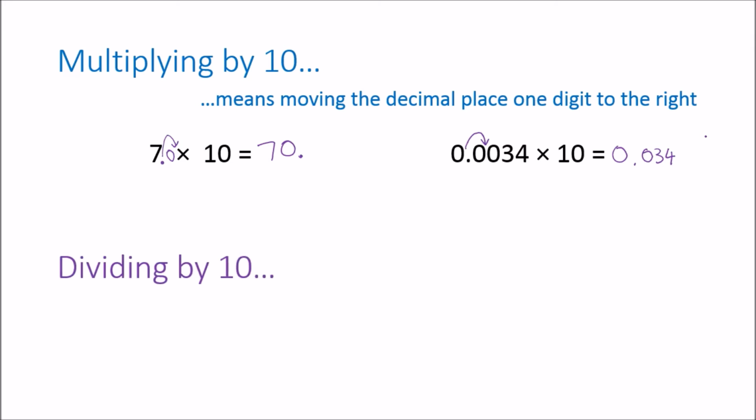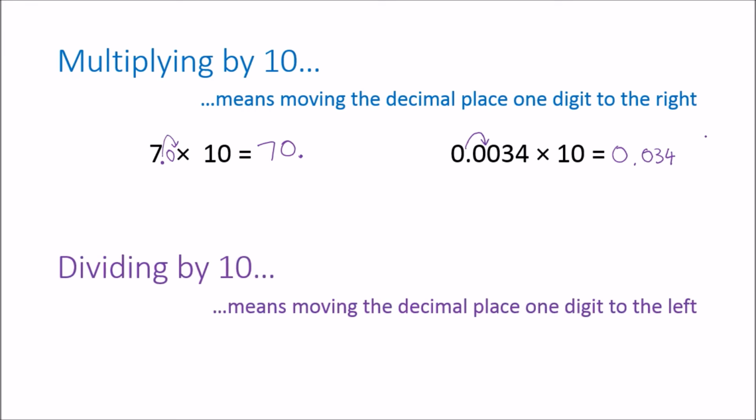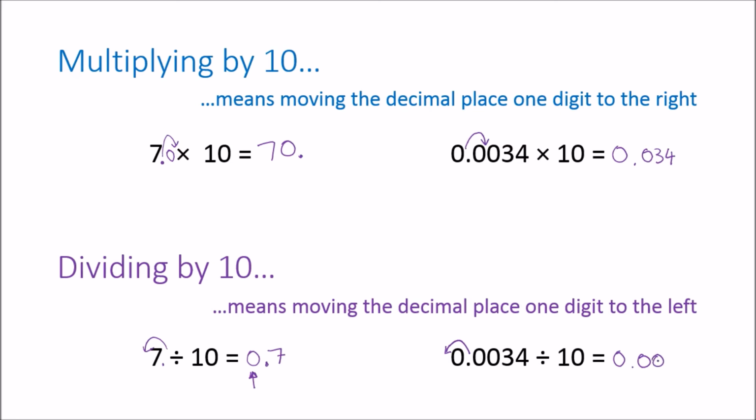Okay, so 10 times bigger, we're multiplying by 10. So dividing by 10 means 10 times smaller. That means moving the decimal place one to the left. So again, our 7 now divided by 10 means that our decimal point here, instead of moving that way, is moving this way, leaving us with 0.7. And this 0 is really just a little placeholder so that we can see that decimal point a little bit better. And here, dividing by 10, so hopping one to the left, leaving us with 0.00034.